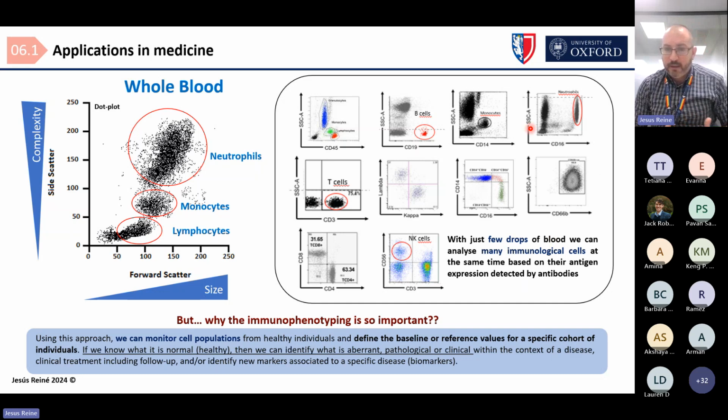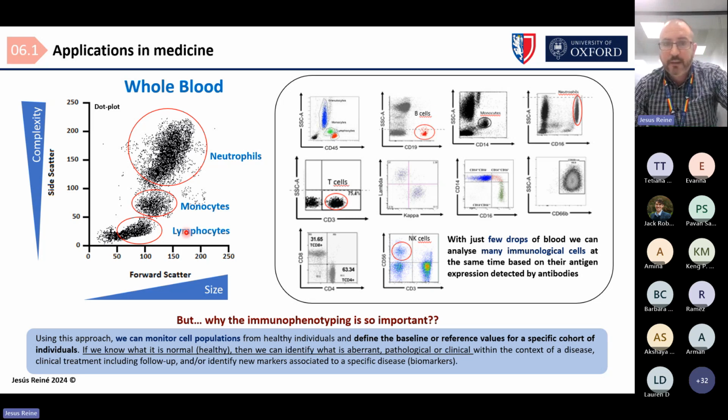But why is immunophenotyping so important? Using this approach, we can monitor many populations from healthy individuals of different ages or different conditions, and we can define the baseline or reference values for these specific populations or individuals. If we know what is normal, which is healthy, then we can identify what is aberrant, pathological, or even clinical.